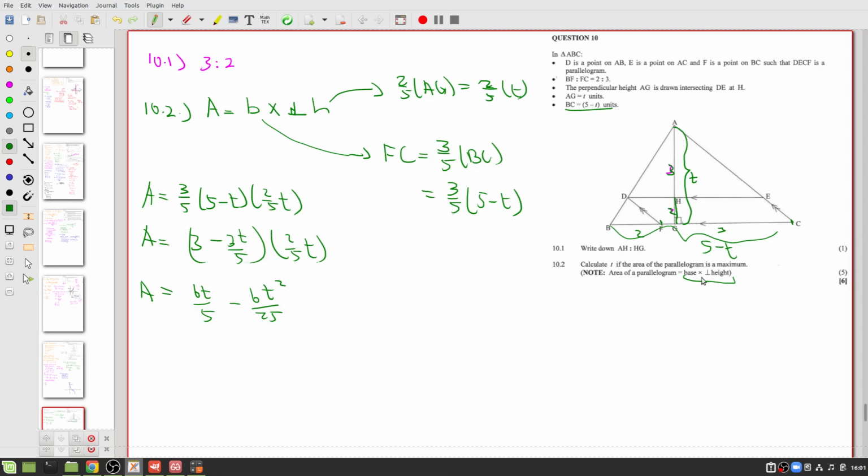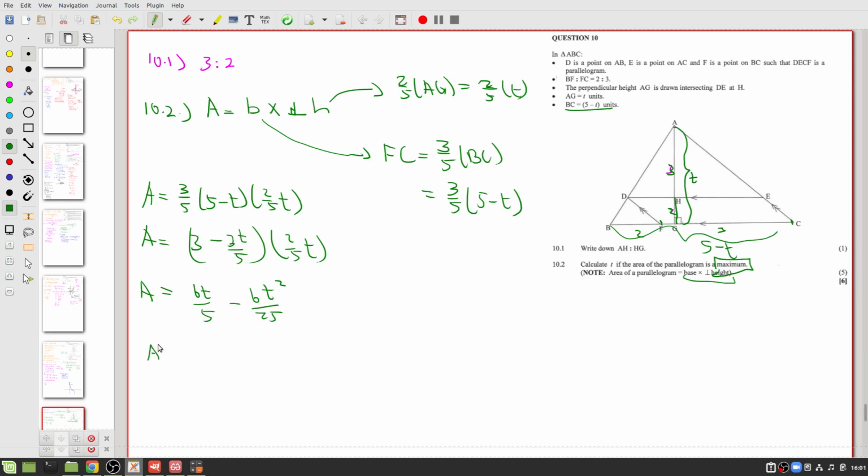Now I want to find out what the maximum area is. So how do we find a maximum or minimum? That's right, we differentiate and put equal to 0. Because this represents some graph, and we don't need to know what the graph looks like, but the maximum will be where the gradient is 0. So we need to differentiate, put equal to 0 to find the point.